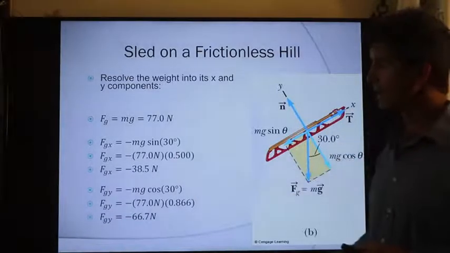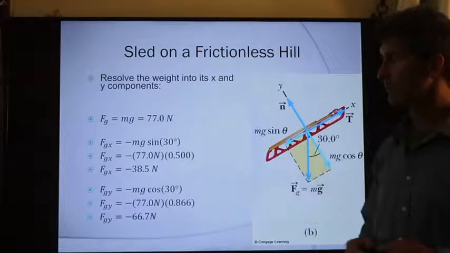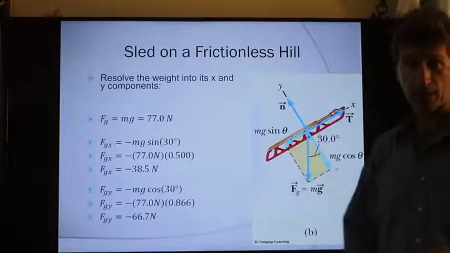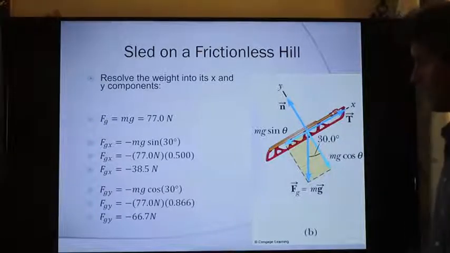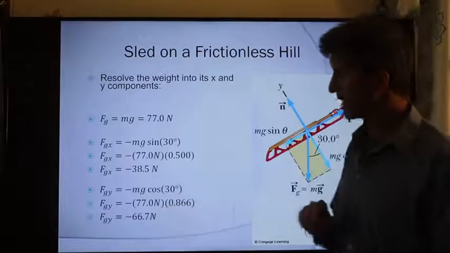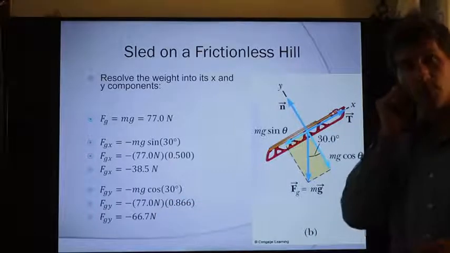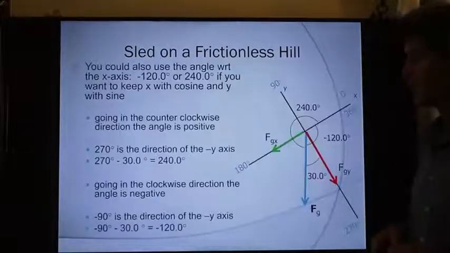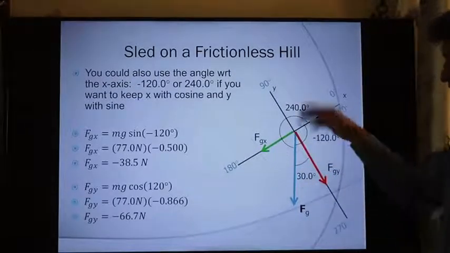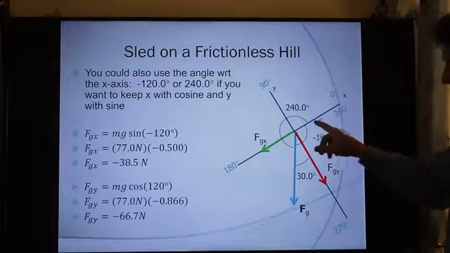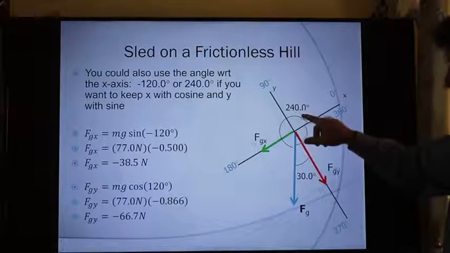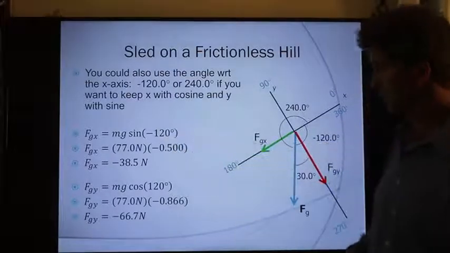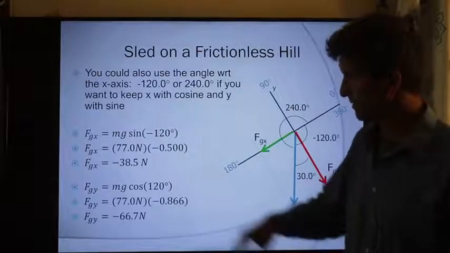So I get the x component of the weight, negative 38.5 newtons. See, it's in the third quadrant, so both x and y are going to be negative. I get negative 66.7 newtons in the y direction. Okay? And now I can add x's to x's and y's to y's. And again, this shows an alternative way of determining the angle with respect to the positive x-axis, 240 degrees, using what should be cosine with x and sine with y.